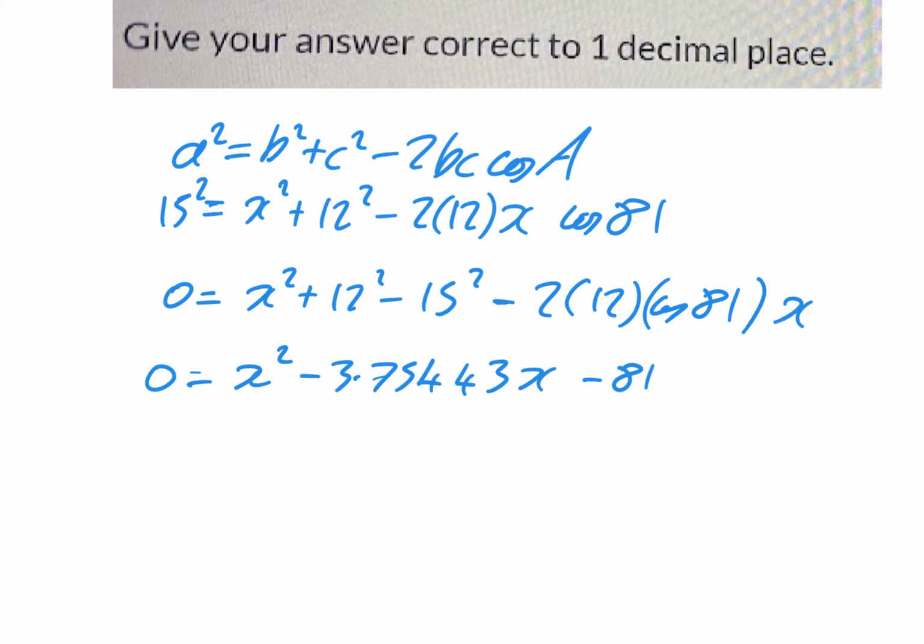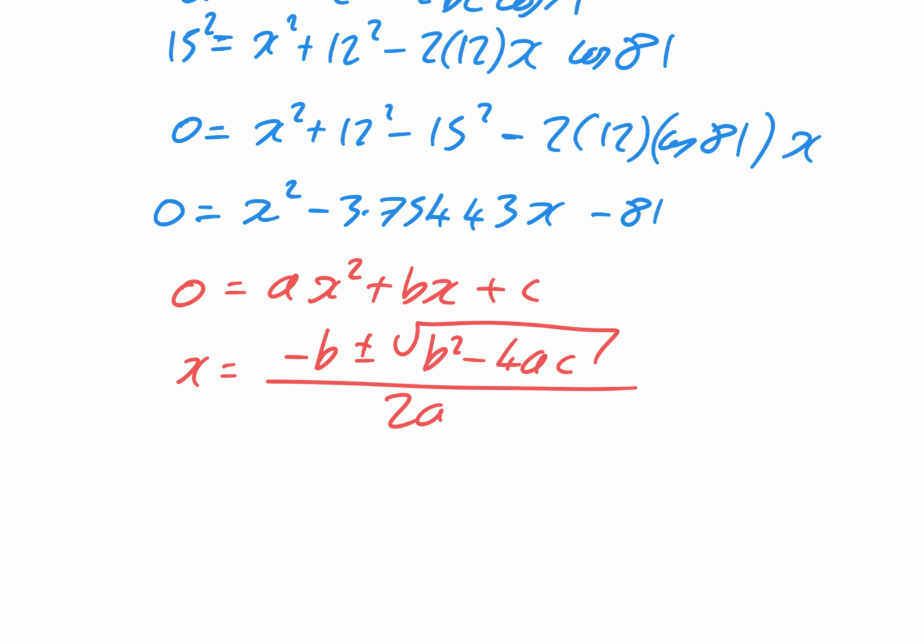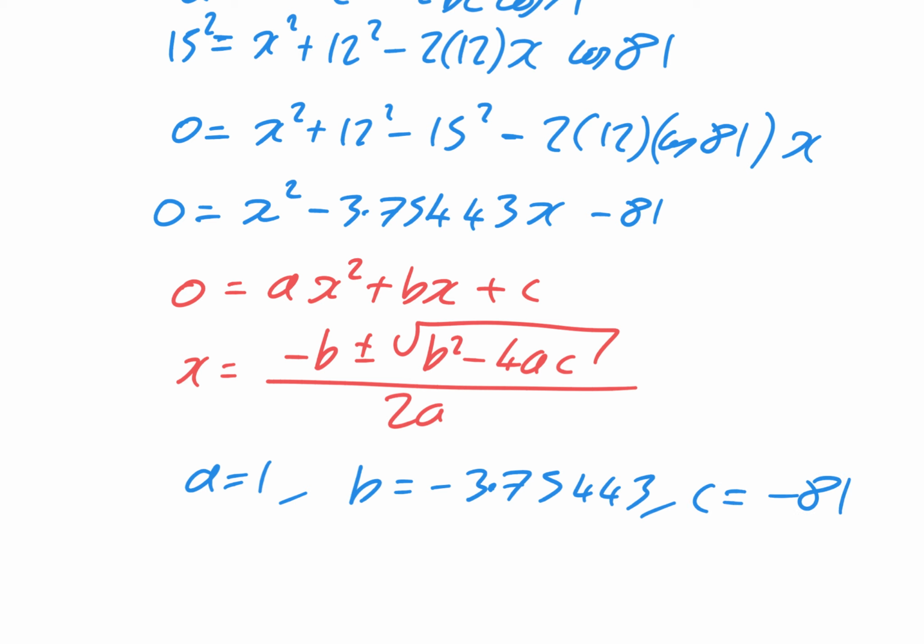So you've got a quadratic equation. Remember quadratic equations, if you have 0 equals ax squared plus bx plus c, you could solve that by saying x is equal to minus b plus or minus the square root of b squared minus 4ac, all divided by 2a. So you could jump straight into it now. I'm just going to write down what my values are. My a is nice and easy, it's just 1. My b, not so easy, it's minus 3.75443. And I would work to 5 dp on that, just to maintain some accuracy.